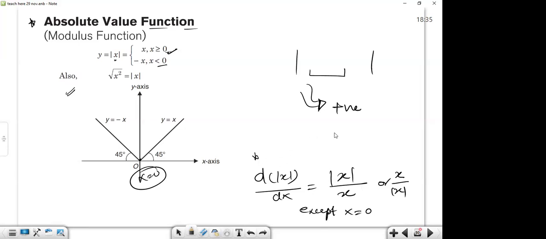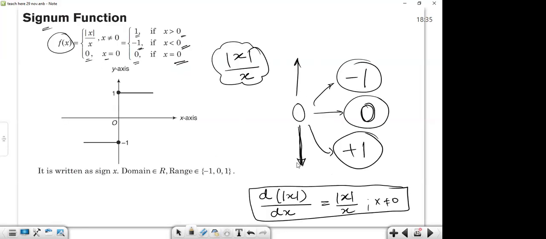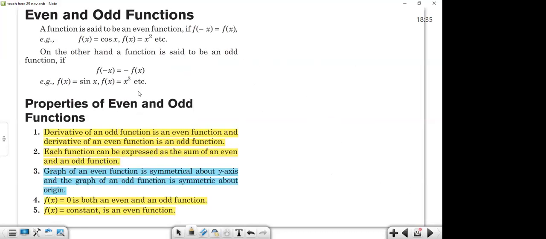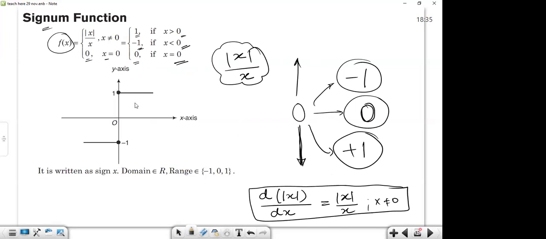Yes, sir. So this is basically the signum function. Its graph has only three values, plus one, minus one, and 0. It is written as signum x. Domain is real numbers. Range is only three elements. Clear?